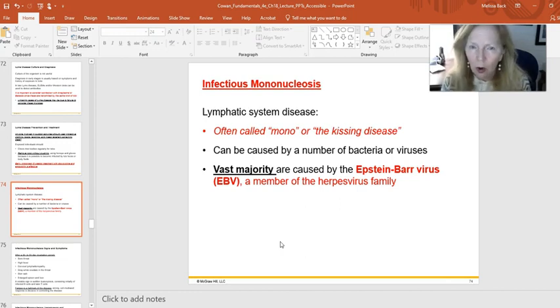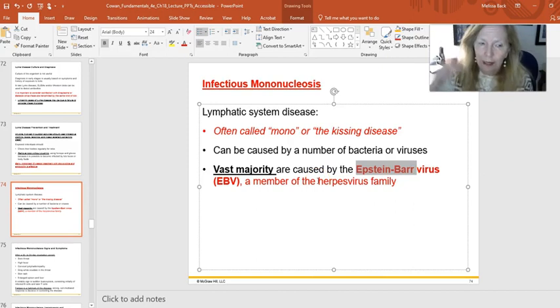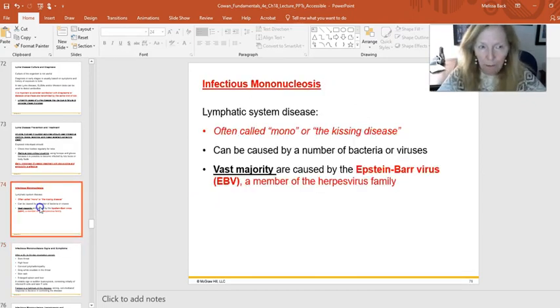Now, this particular syndrome, infectious mononucleosis, can be caused by a lot of different bacteria and viruses, but the majority of them we associate with the Epstein-Barr virus. That's the majority. It's in the herpes family of viruses, and most of us have had exposure to this before we were 5 years old, and we didn't get very sick. And how we know that is by serologically testing populations and knowing that most of us have antibodies to this.